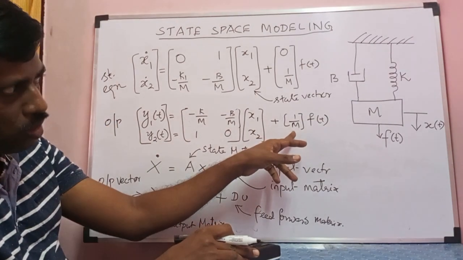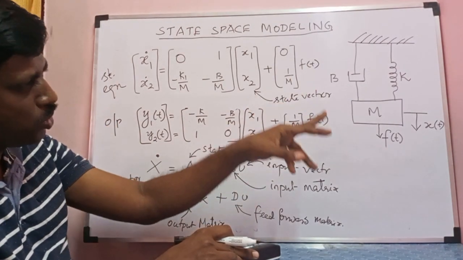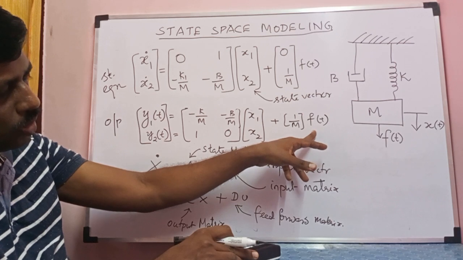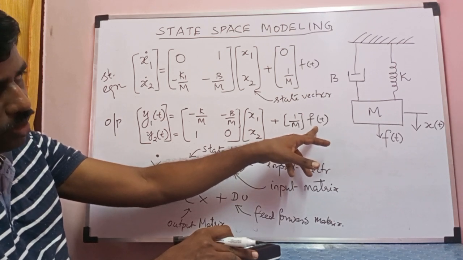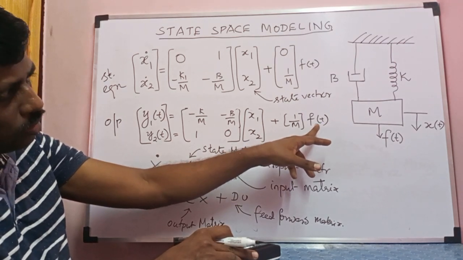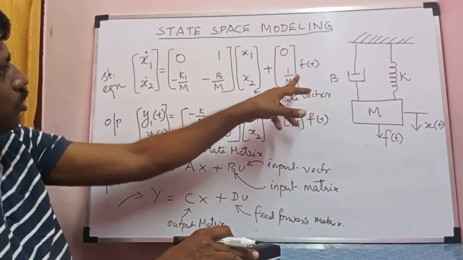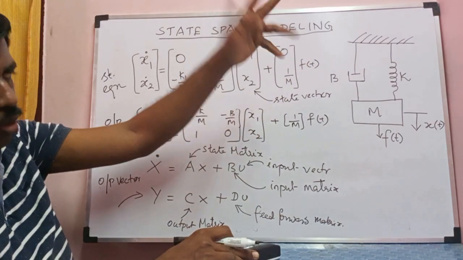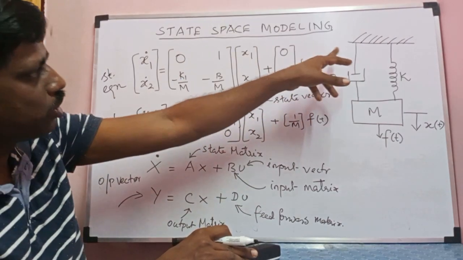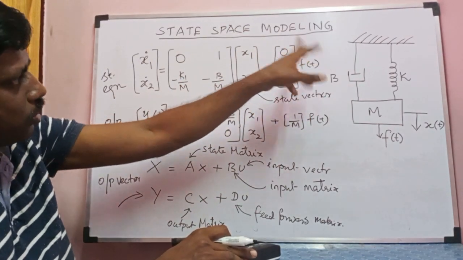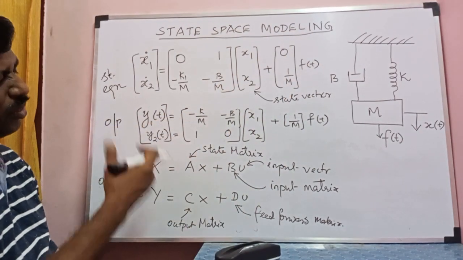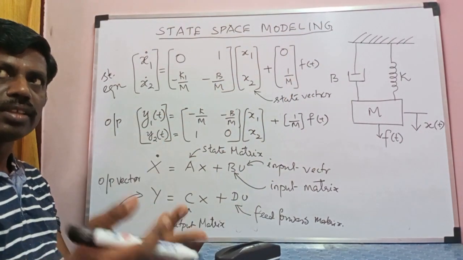You may wonder whether this is a matrix. There can be more than one input, but in this case there is only one input. Assume that there are two inputs in the system, and therefore you will have F1 and F2 probably. In that case you will have another column.